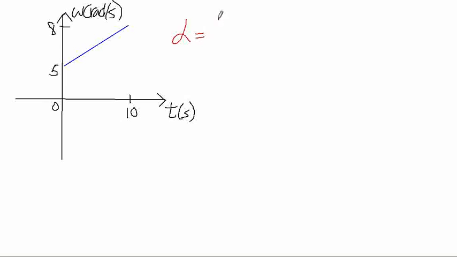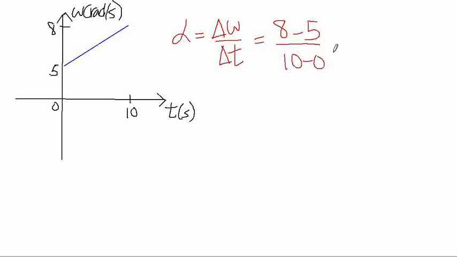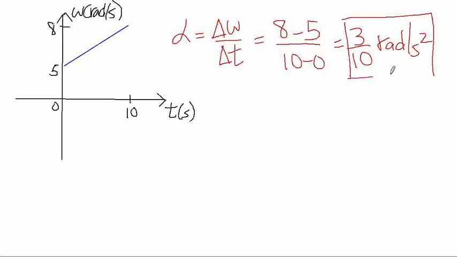So you'll recall that the angular acceleration is the slope of an omega versus time graph. So for this example, the change in omega, 8 minus 5, is the rise, and the run is 10 minus 0, so 3 over 10, or 0.3 radians per second squared.